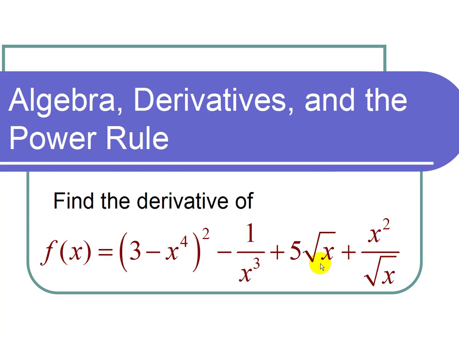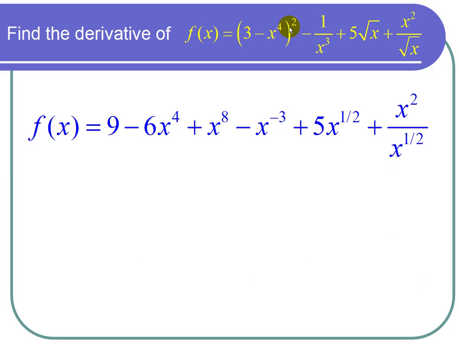3 squared is 9, and then 3 times negative x to the fourth is negative 3x to the fourth, and I have 2 of those, so I get minus 6x to the fourth. X to the fourth squared, remember we multiply, 4 times 2 is 8, gives us x to the 8th. And then 1 over x cubed, when we have a power of x in the denominator, we can bring it up as a negative exponent. So we get minus x to the negative third.